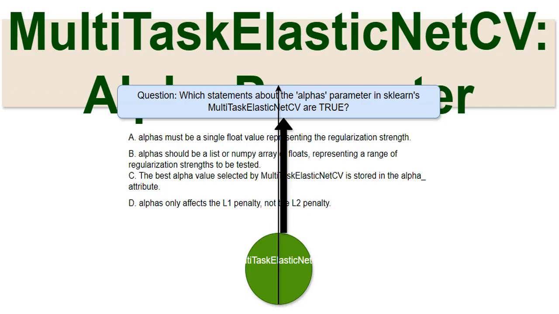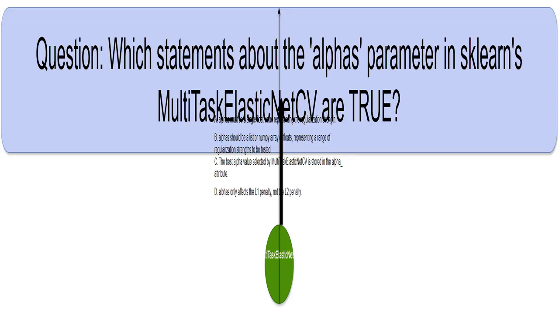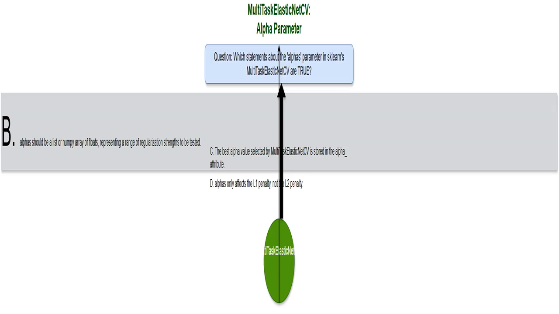This section's title tells us we'll be focusing on the alphas parameter within the scikit-learn function called "MultiTaskElasticNetCV". This function is used for a type of machine learning called multitask regression, where we try to predict multiple outputs at once. The alphas parameter is key to controlling how much the model is regularized. The question tests your knowledge of how the alphas parameter works in the "MultiTaskElasticNetCV" function. I'll be breaking down each option to help you understand. Let's dive in. This statement is correct.